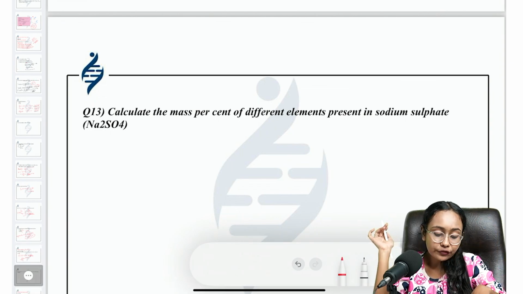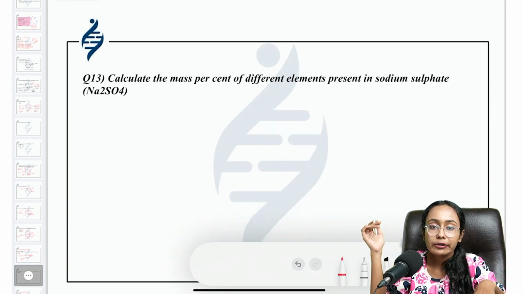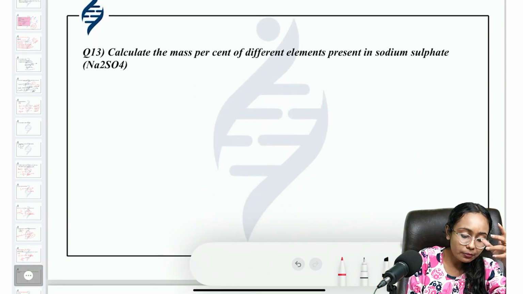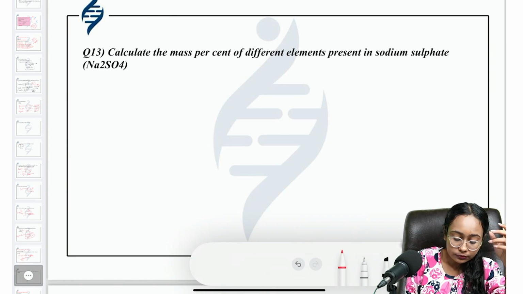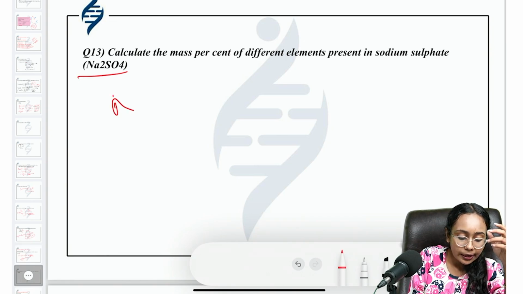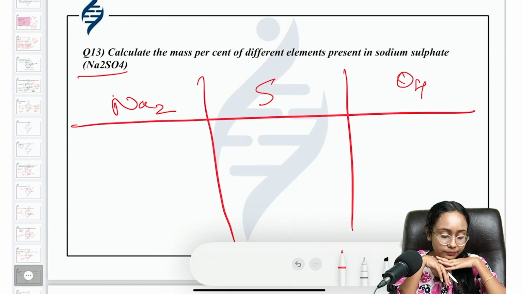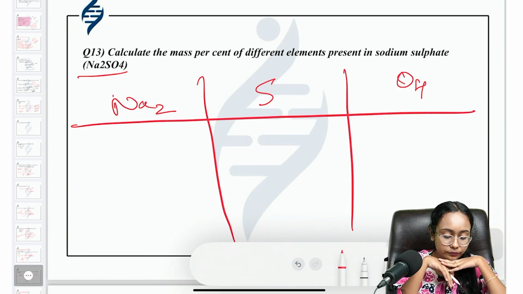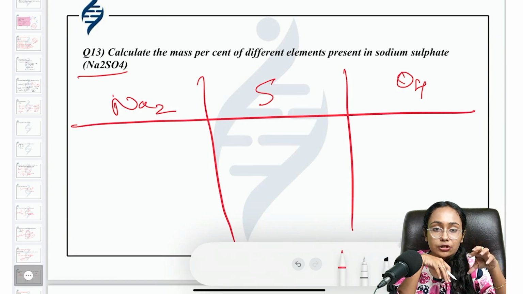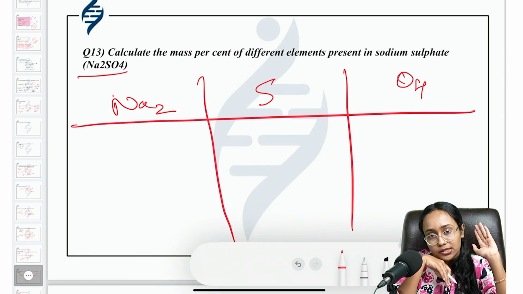There's a question provided here. Calculate the mass percent of different elements present in sodium sulfate. Sodium sulfate, the molecular formula is given here: Na2SO4. So I need to find the mass percent of Na2, sulfur, and O4 in Na2SO4.